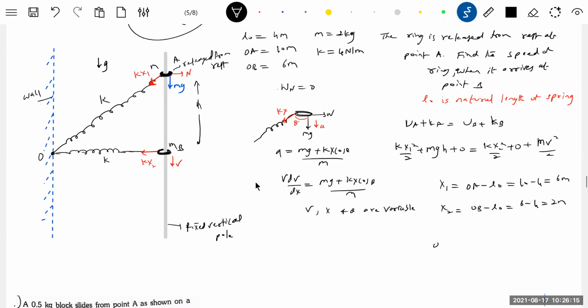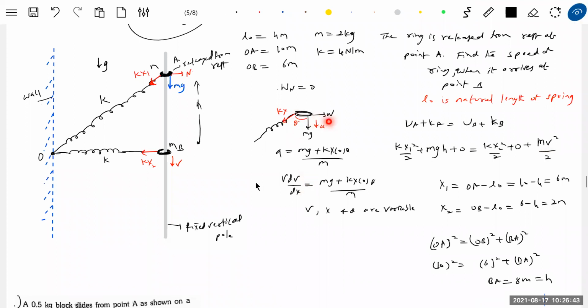From the Pythagoras theorem, OA square equals OB square plus BA square. OA is given, 10 square. OB, 6 square. So BA, this is nothing but h. Substitute all this and you'll get the velocity of the ring. Now think, if you don't know this, what would you do? We can't solve. So this is one advantage with the energy approach: we can minimize mathematics here.